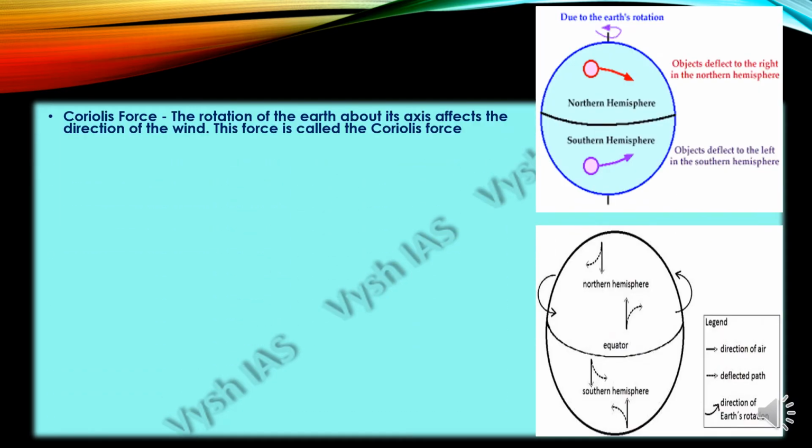So Coriolis force. The rotation of the earth about its axis will affect the direction of the wind. This force is called the Coriolis force. You can take the example of a merry-go-round. If it is turning in one direction and you try to make any movement in the opposite direction, obviously you will feel some type of obstruction, or that movement will be difficult.